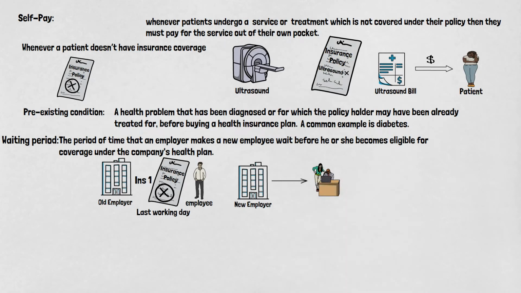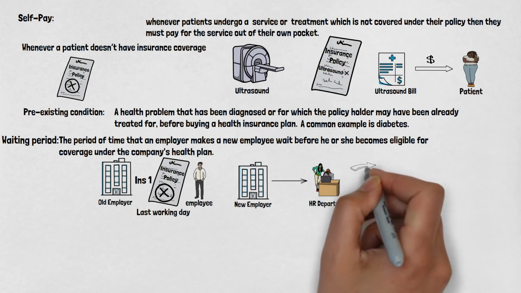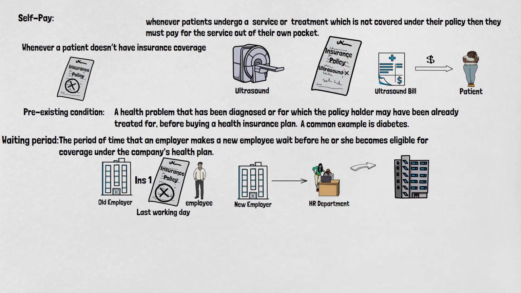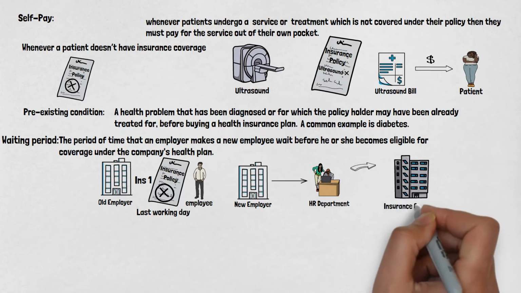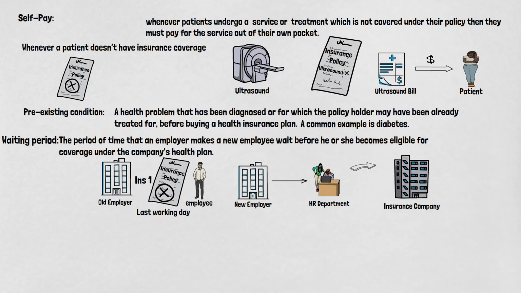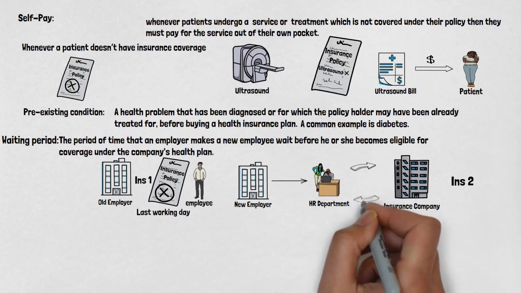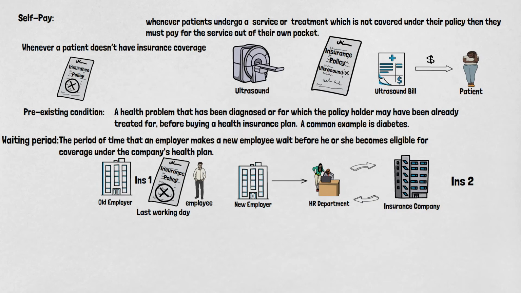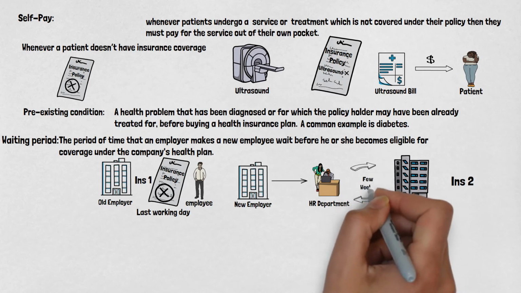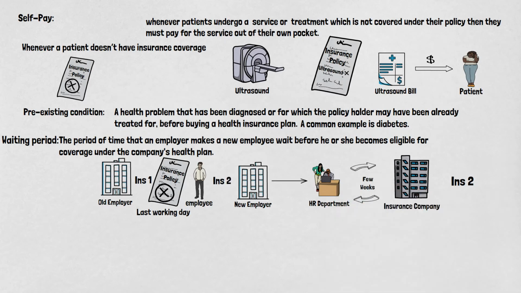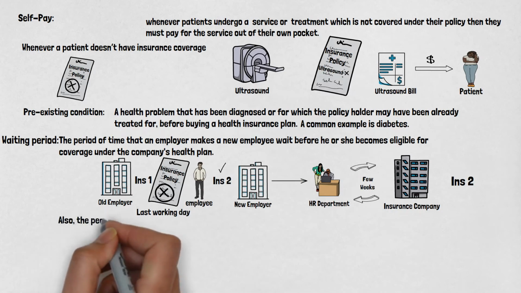The HR department needs to finish a few formalities like background verification, etc. before they can forward the employee details to Insurance 2. And it may take a few more days for the insurance company to generate a policy number for the patient. So altogether, the employee has to wait at least a few weeks before he can become eligible for coverage under Insurance 2.